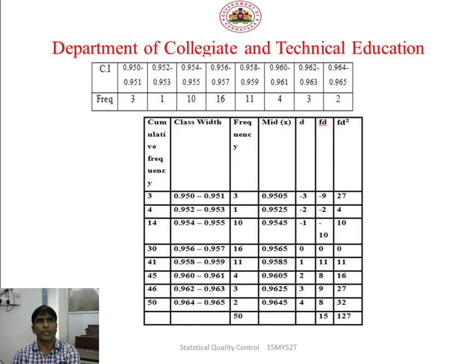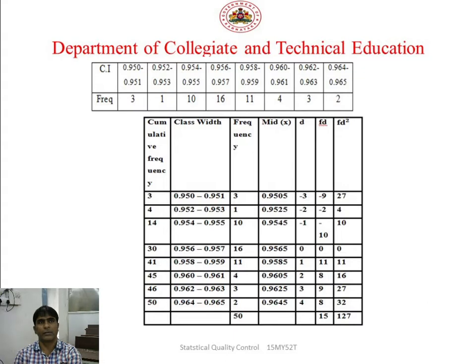Next, we should calculate the midpoint. We should calculate D by the usual method. D is minus 3, minus 2, minus 1, 0, 1, 2, 3. FD is frequency into D: minus 9, minus 2, minus 10, 0, 11, 8, 9, 8. Next, FD square: we should multiply F into D square.